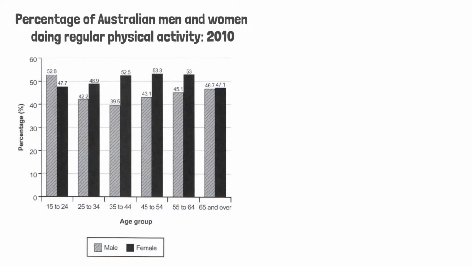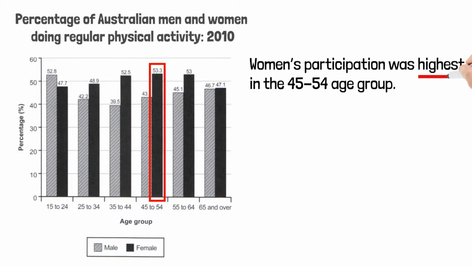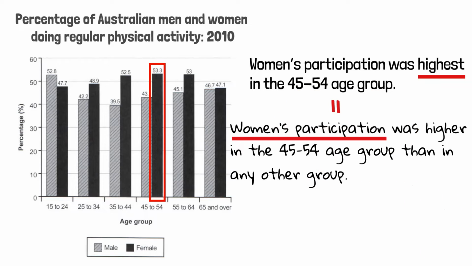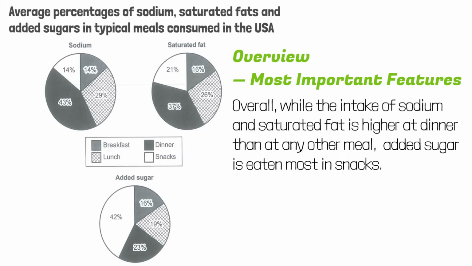Here's another example. This graph shows the percentage of Australian men and women in different age groups who did regular physical activity. When reporting this number, we can say that women's participation was highest in the 45 to 54 age group. The definite article is not needed because here we are comparing the same thing, which is women's participation. We are comparing women's participation in the 45 to 54 age group to women's participation in the other age groups. Now, the overview paragraph is done.